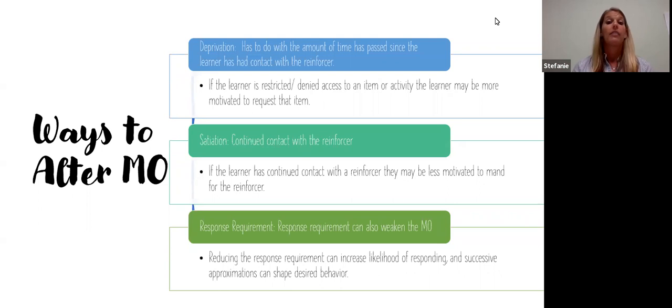Satiation occurs when we have continued contact with the reinforcer. If the learner has continued contact with a reinforcer, they may be less motivated to mand for that reinforcer. So that's something to keep in mind when you're conducting mand training. The response requirement can also weaken the MO. If you reduce the response requirement, that can increase the likelihood of responding, using successive approximations to shape the desired or target behavior. And we're going to talk about using successive approximations and reducing the response requirement using echoics, so that we can shape that verbal behavior that we're looking for.